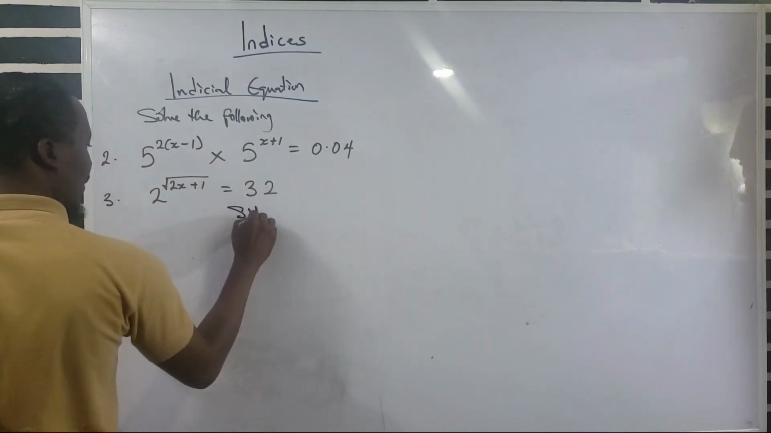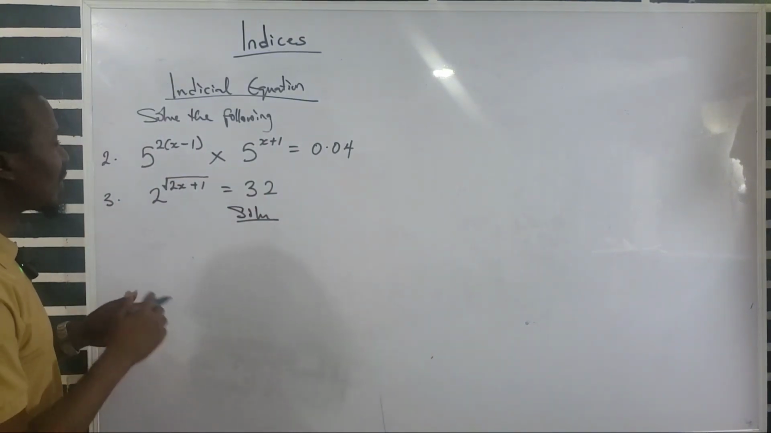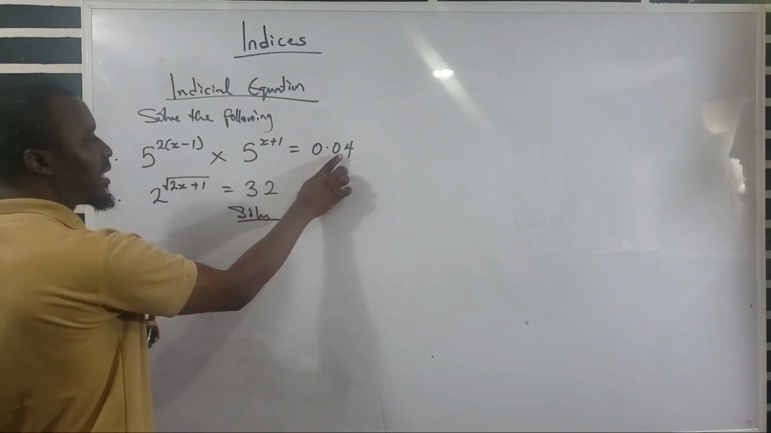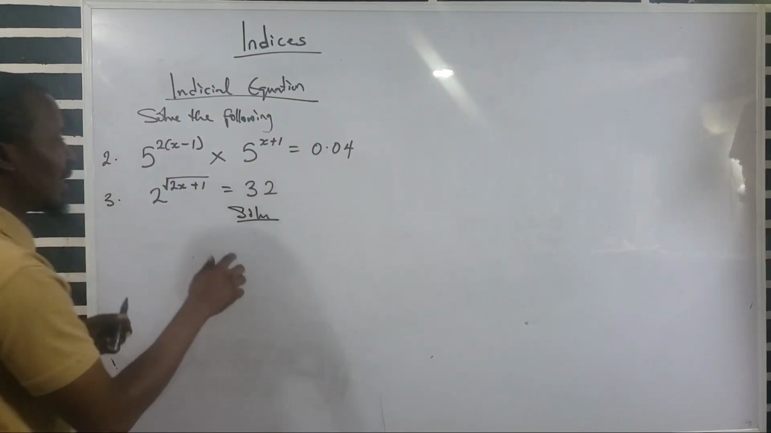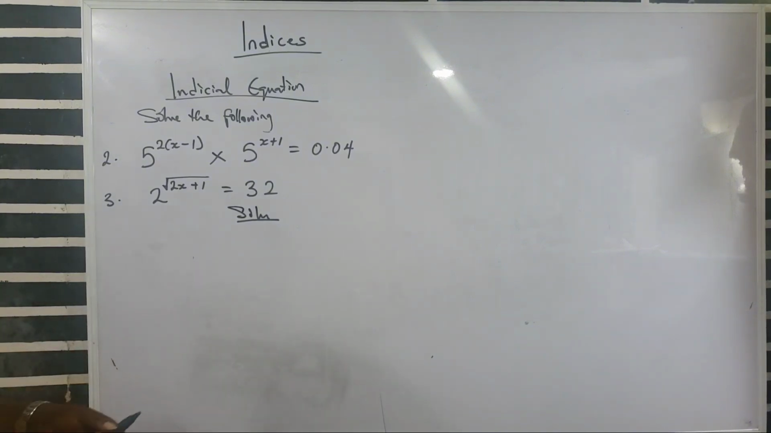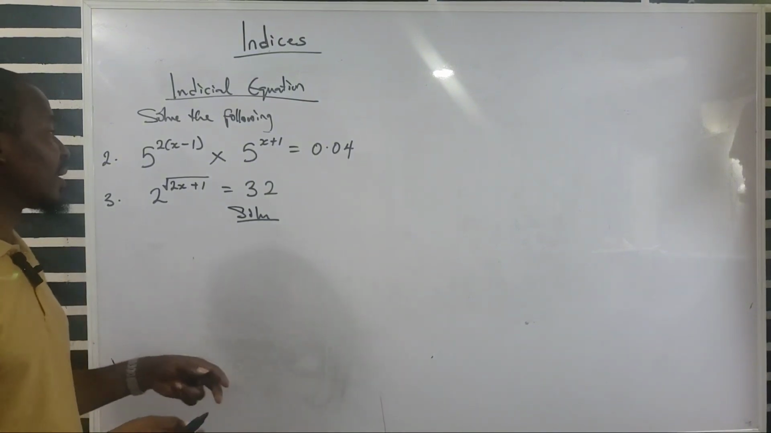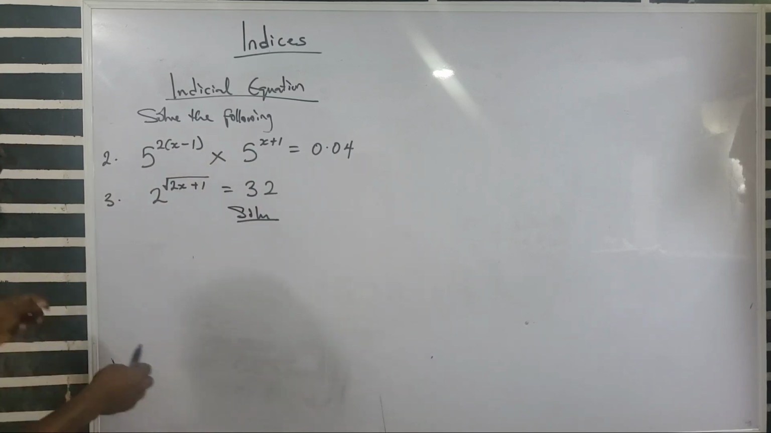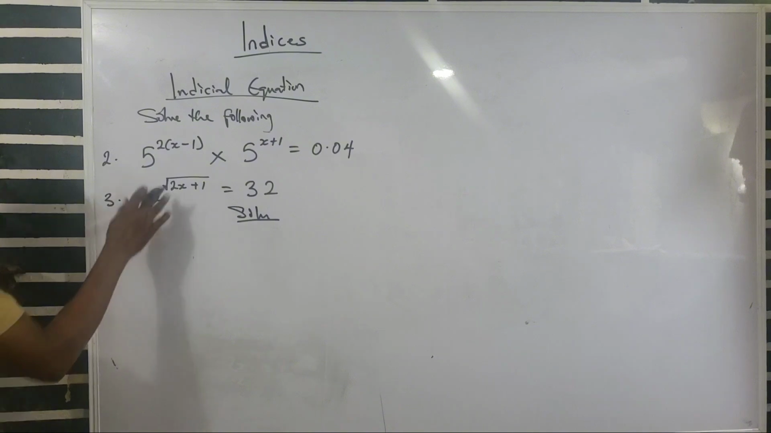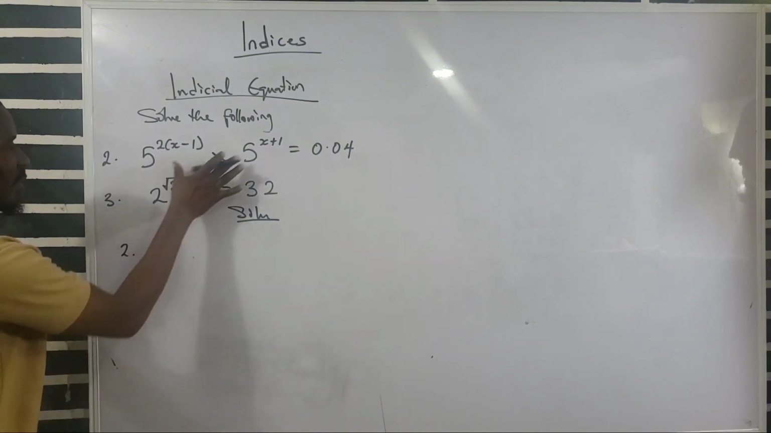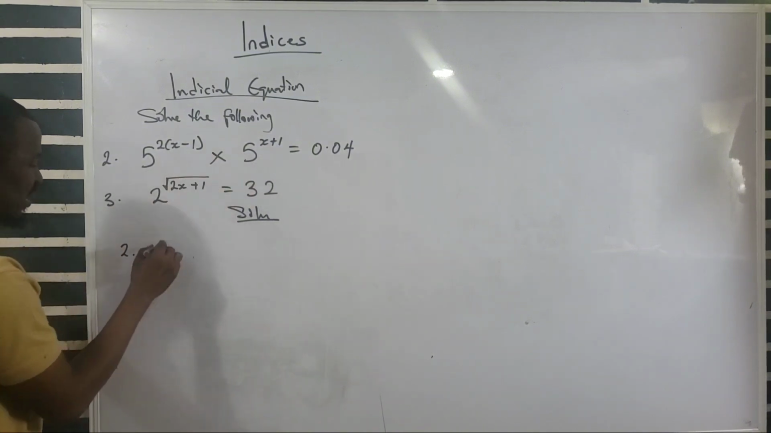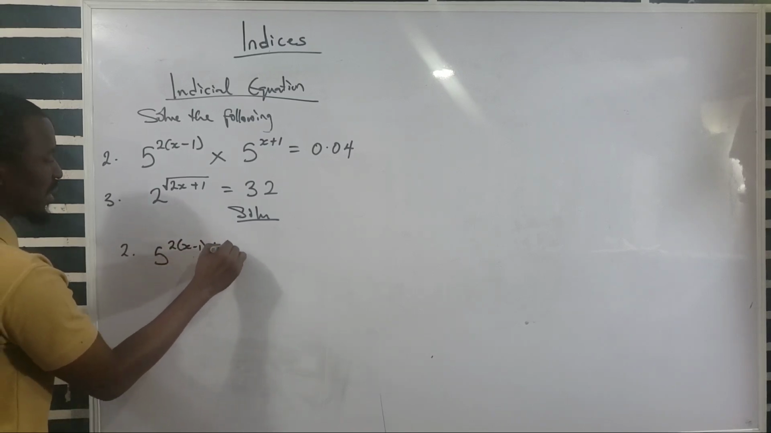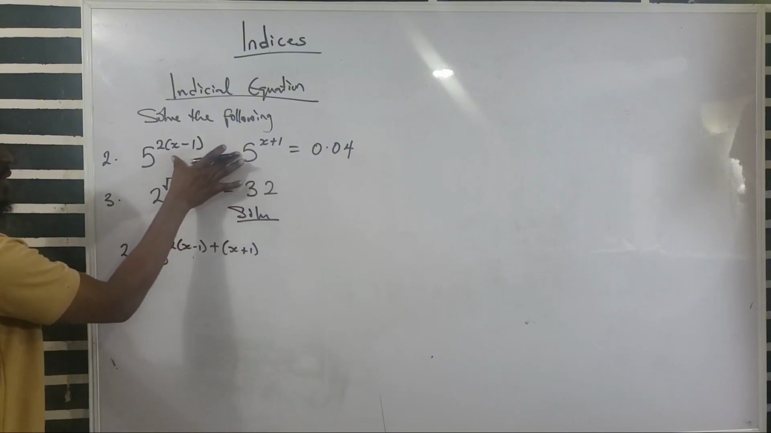So solution here. Now, when you look at it, there's no index here, or there's no index here, but you can actually express these numbers in indices. When you express it as indices, you find out that it's still going to give you base 5. We are going to see that now. So let's solve number 2. Number 2, we have 5. Let's apply the law of indices here. That will give us 5 raised to power 2x minus 1 plus x plus 1. So we have taken care of these two.